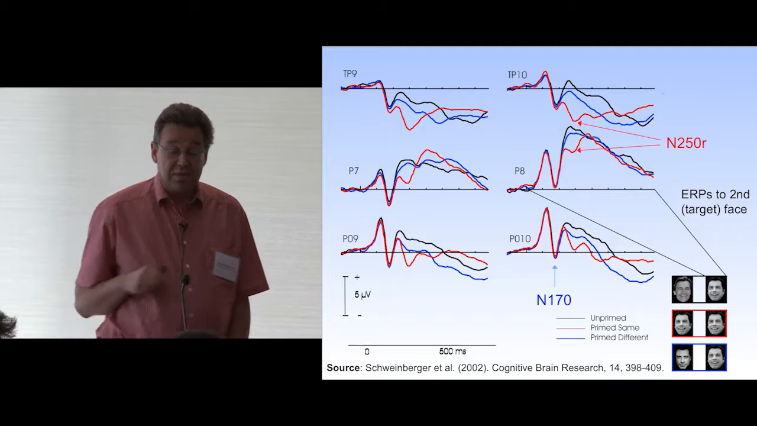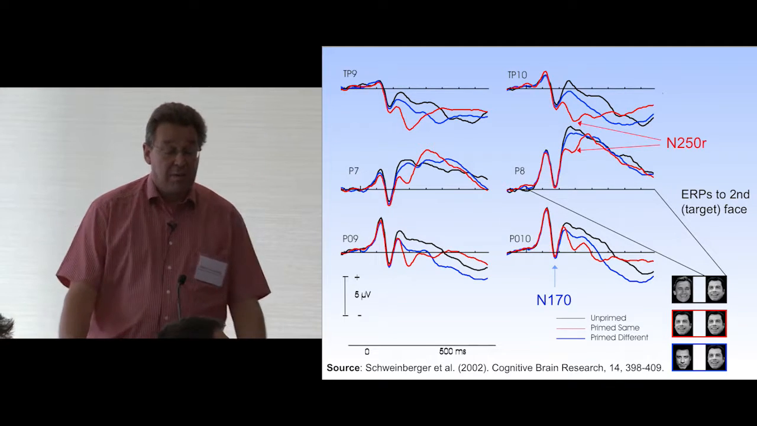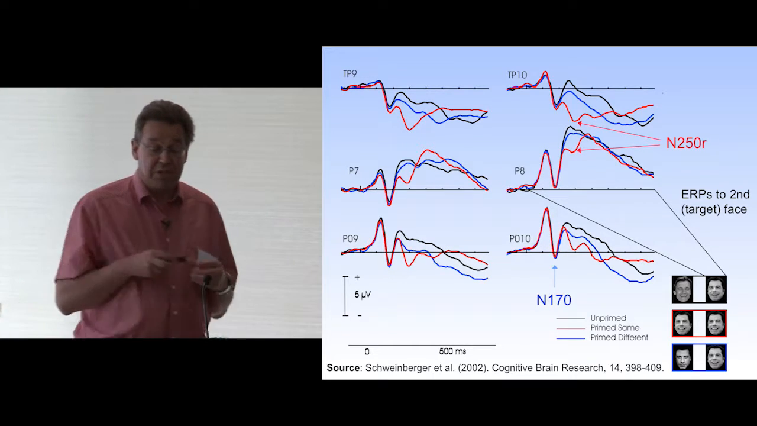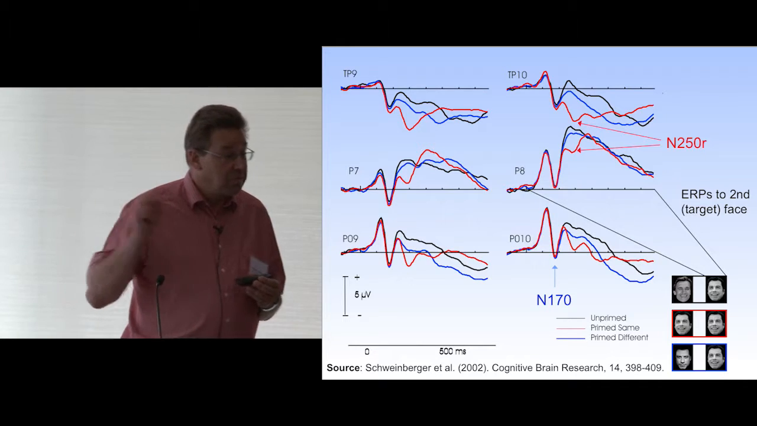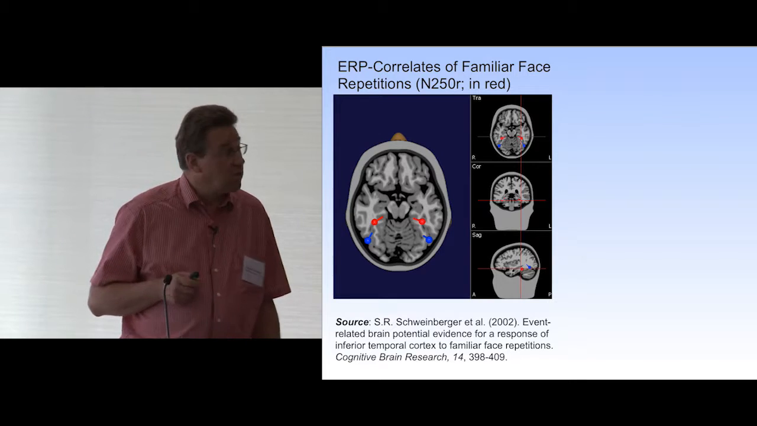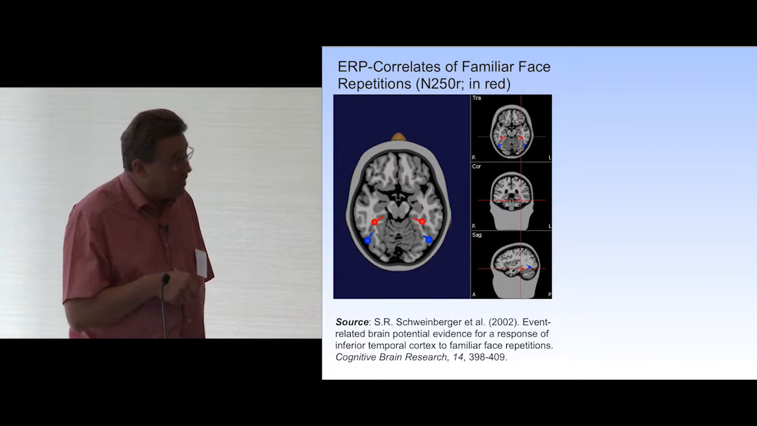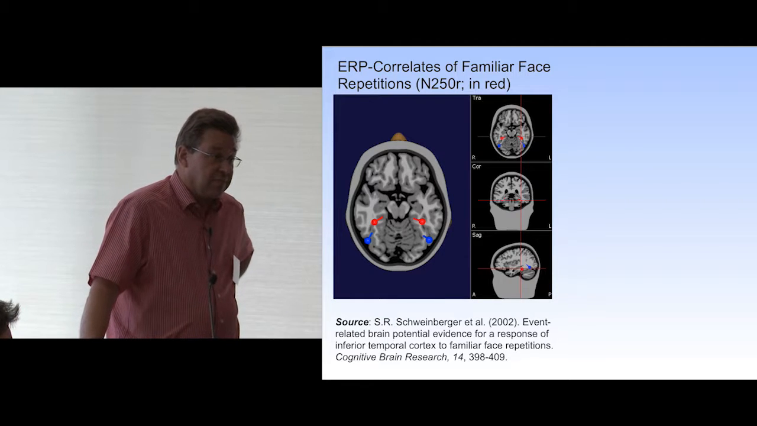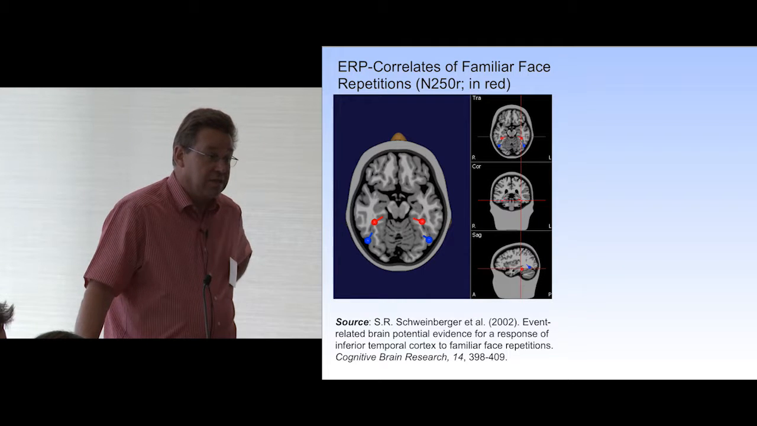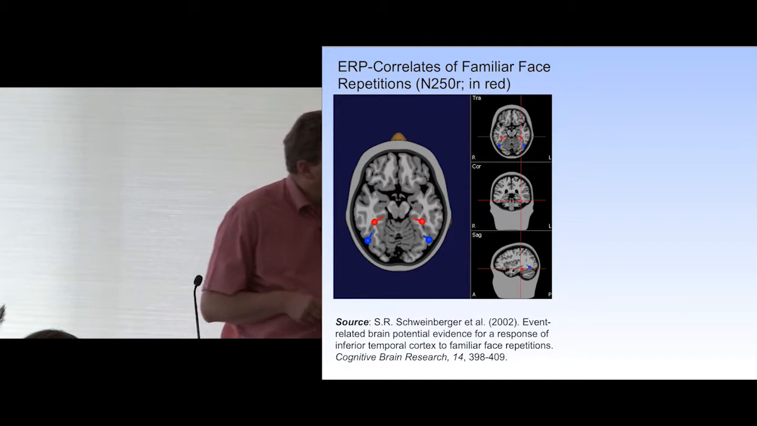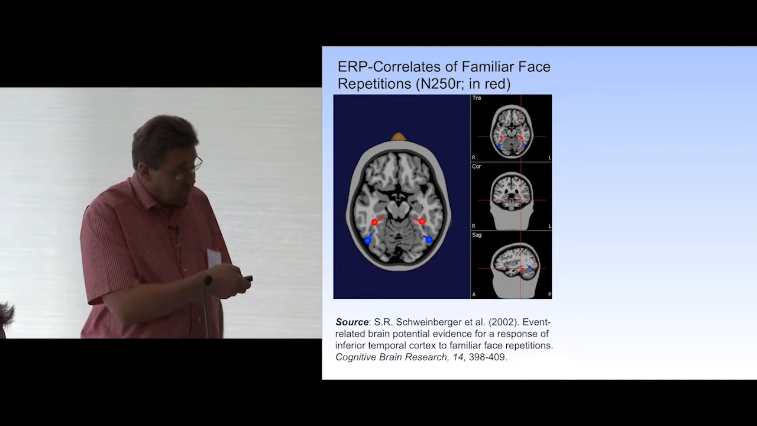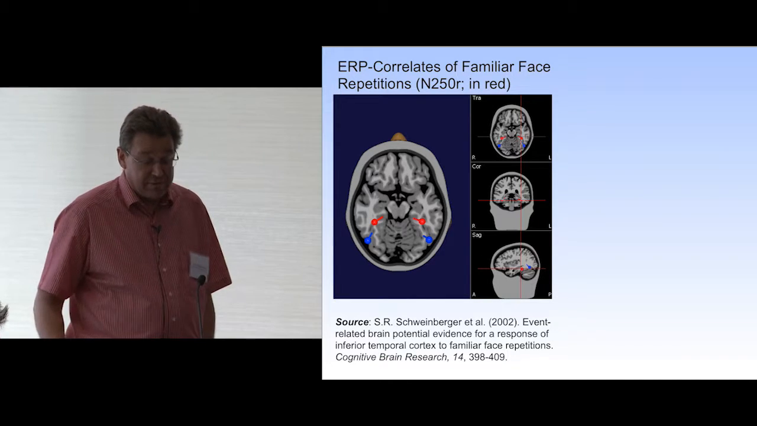You've already seen that this component responds to face repetitions, but I briefly want to mention the issue of source localization of the N250R repetition effect, that is the difference between repeated and unrepeated faces. And the point here is that we consistently found a source of the N250R, which is shown here in red, in the fusiform cortex. This is found across a number of experiments in EEG. We also found it in MEG. But of course, these are scalp-recorded data with all their limitations. Blue is the location we find for the N170.